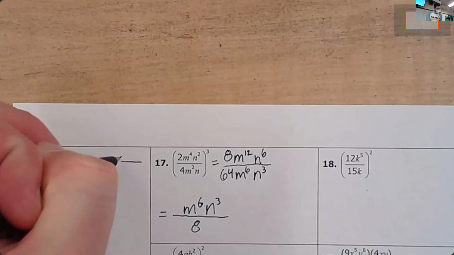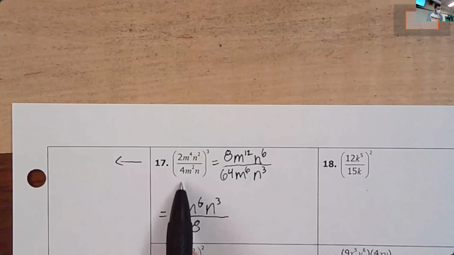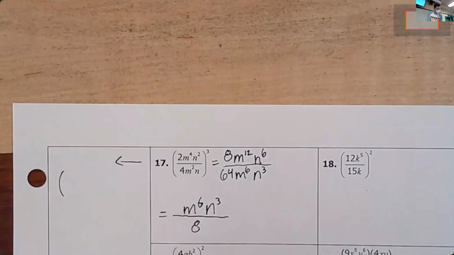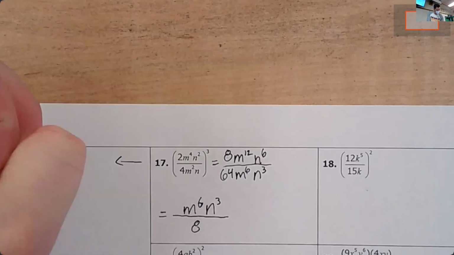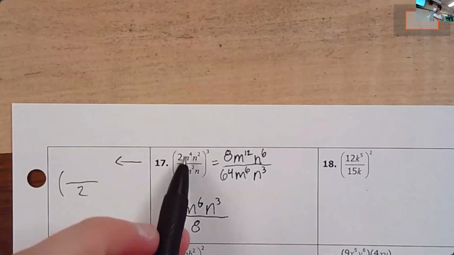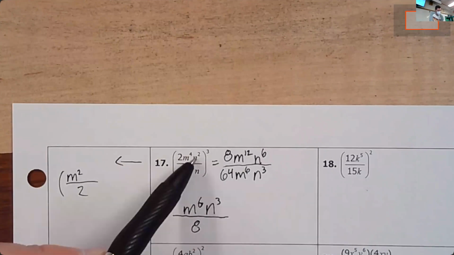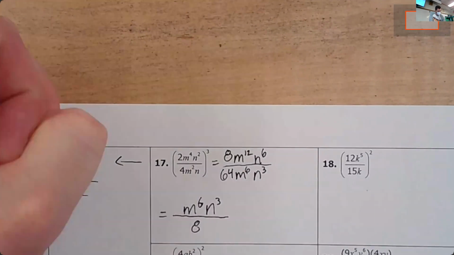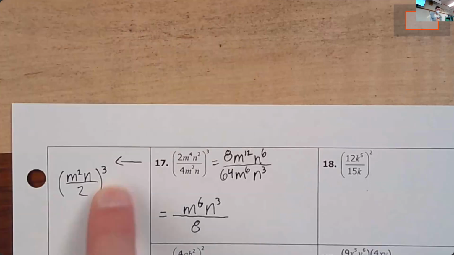So if we simplify everything on the inside here, 2/4 is the same as 1/2. M to the 4th, so it would be over 2. M to the 4th divided by m squared, you would subtract the exponent, so that would give you m squared. And then n to the 2nd over n, subtract the exponents, you'd have n to the 1st, which is just n. And so that would give you m squared n all over 2.